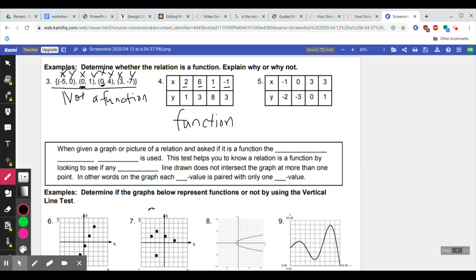Now let's take a look at number 5, the table. Well, the inputs are -1, 0, 3, and 3. Well, wait a minute. There are 2 3s. But when I put this 3 in, I get a 0 out. And when I put this 3 in, I get a 1 out. Well, you can't have the same input and 2 different outputs. So this is not a function.